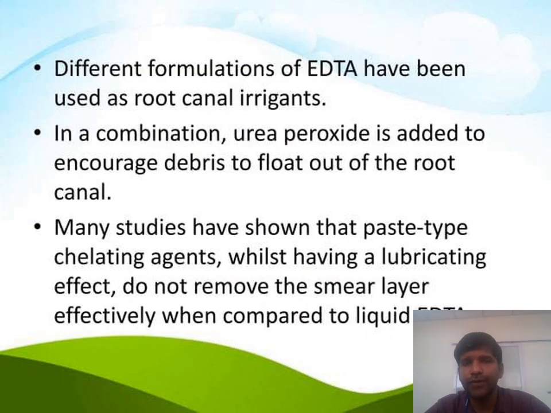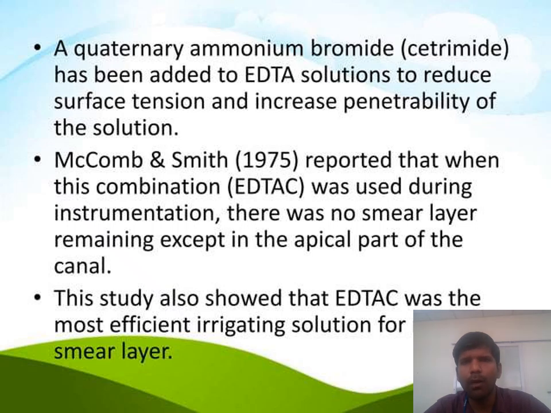Different formulations of EDTA have been used as root canal irrigants. In a combination, urea peroxide is added to encourage debris to float out of the root canal. Many studies have shown that paste type chelating agents, while having a lubricating effect, do not remove the smear layer effectively when compared to liquid chelating agents. A quaternary ammonium bromide, which is cetrimide, has been added to EDTA solutions to reduce the surface tension and increase the permeability of the solution.